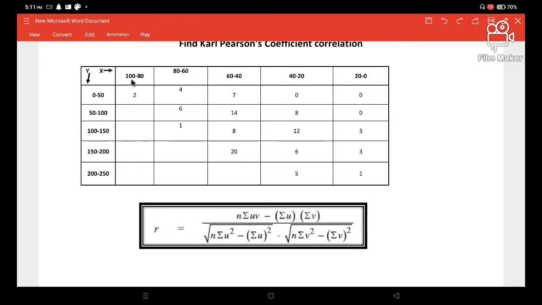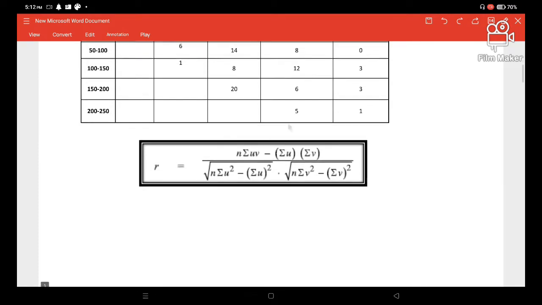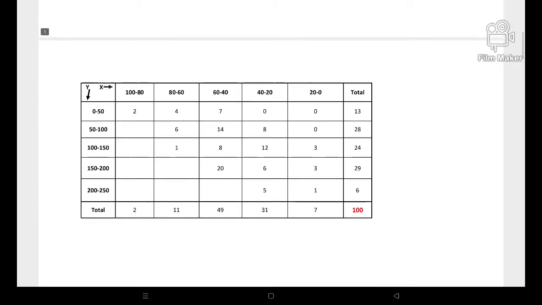So 100 to 80, 80 to 60, 60 to 40, these are the ranges of 20 which are variable x, and 0 to 50, 50 to 100, 100 to 150, these are the variable y, and these are the frequencies. This is the basic problem of finding the correlation coefficient between variable x and variable y. Now let's move further.